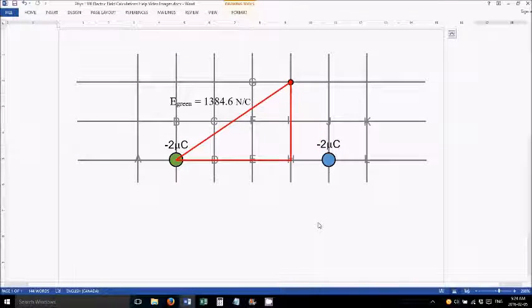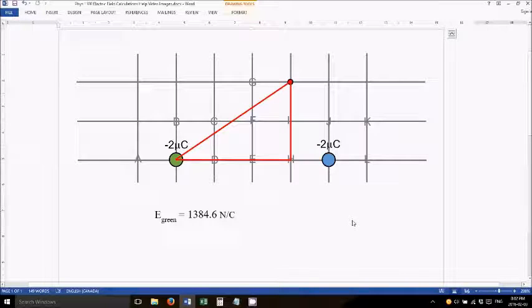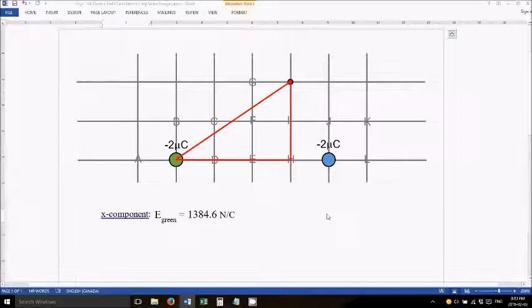So just to be clear, that means we need to calculate the x and the y components for this right-angle triangle, where the hypotenuse is equal to the electric field strength. So this is the 1,384.6 newtons per coulomb that we calculated for the green charge. So you probably know how to find the x and y components of something. If, for example, I want the x component of the electric field, then I'd multiply the magnitude by cosine theta, where theta is going to be the angle between these two lines. So that better be what we do next. We find the angle between these two.